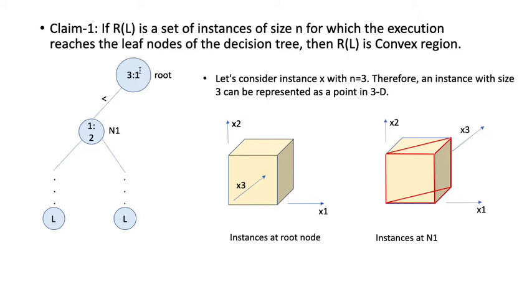So when we travel from root node to n1, some of the instances would be filtered out. If we see in the next figure, the area that is highlighted in red is the only set of instances that is going to reach n1. All the points in this area satisfy the condition x3 is less than x1. This area will get further divided as it travels down the tree.